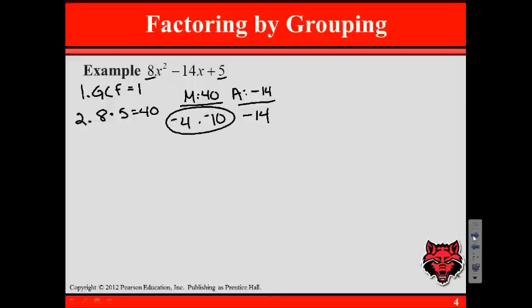Now previously, when we didn't have a number in front of x squared, we would be finished. But because we have an 8 in front of x squared, we can't automatically plug these 2 numbers into the 2 sets of parentheses and be finished with the problem. Here's what we do. We take those 2 numbers that we just found, and we're going to put them in place of our original middle term. So 8x squared stays the same. Now in place of minus 14x, we're going to use minus 4x and minus 10x, because it essentially means the same thing.